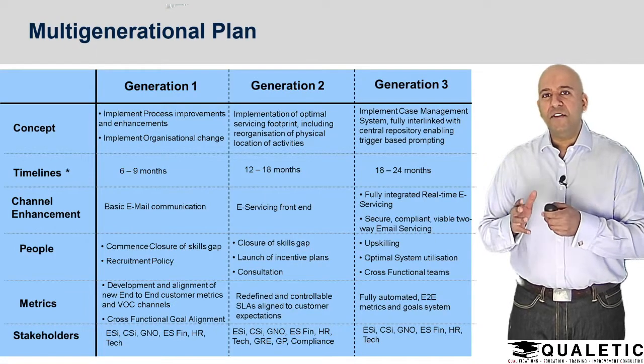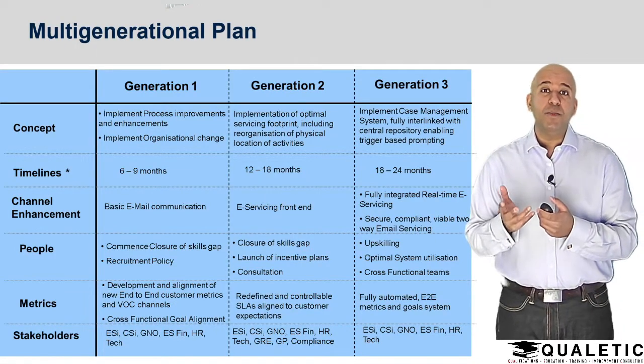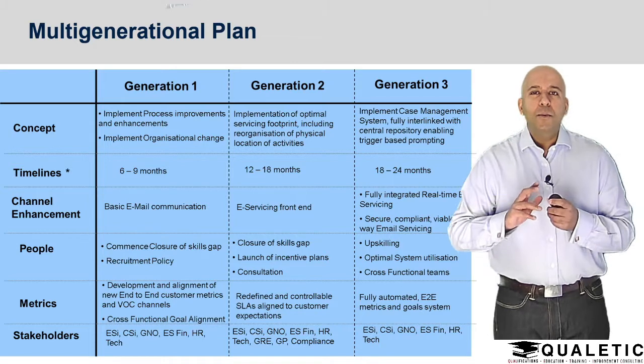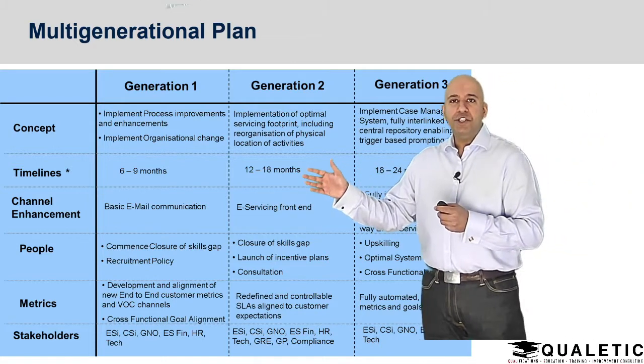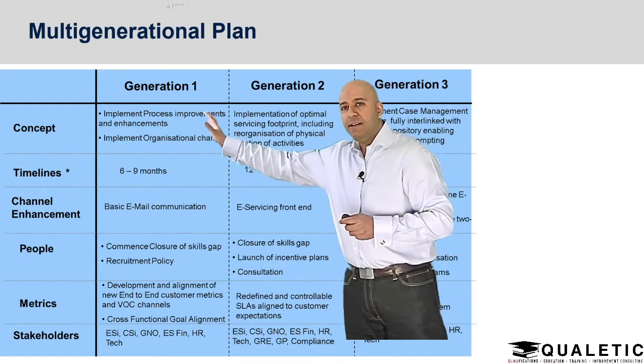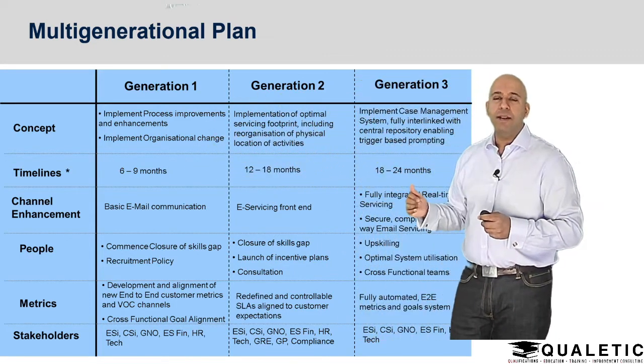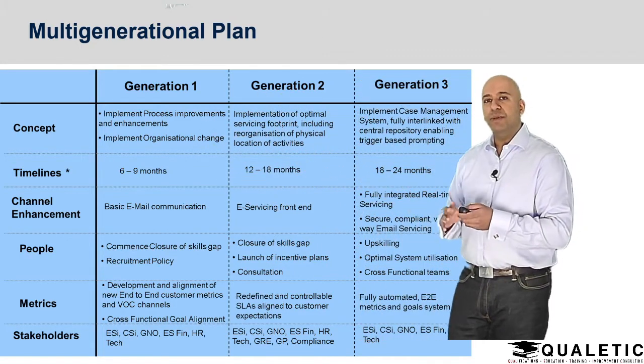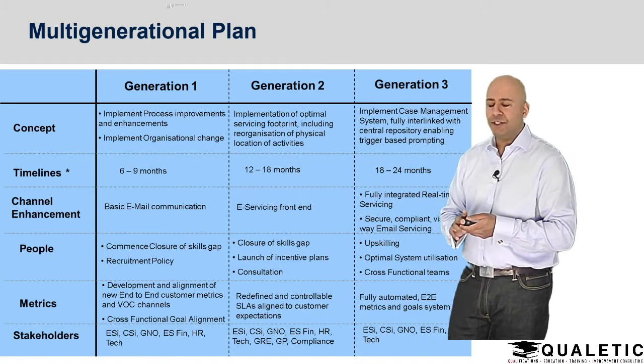Once we'd identified and had approved the changes we wanted to put in place, we decided on an implementation plan that was multi-generational. So essentially breaking down into the short term, medium term and long term in how we're going to introduce this roadmap of change.